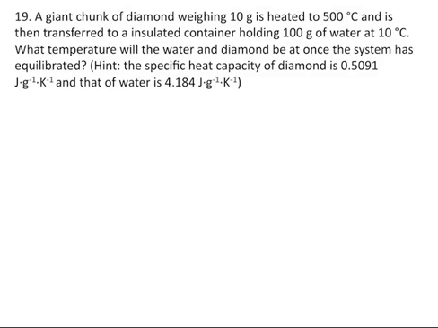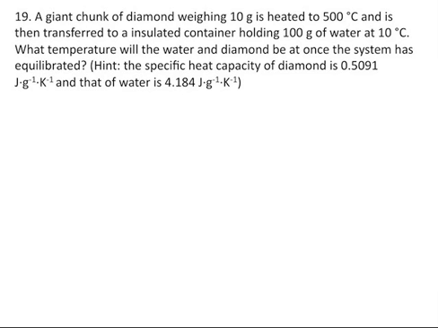Question number 19. A giant chunk of diamond weighing 10 grams is heated to 500 degrees Celsius and is then transferred to an insulated container holding 100 grams of water at 10 degrees Celsius. What temperature will the water and diamond be at once the system has equilibrated?